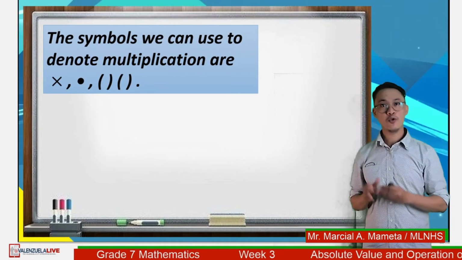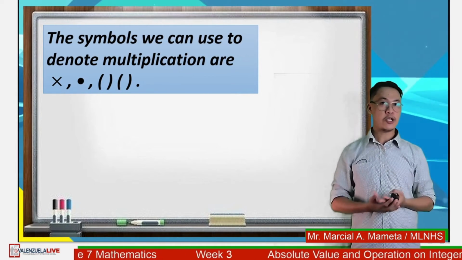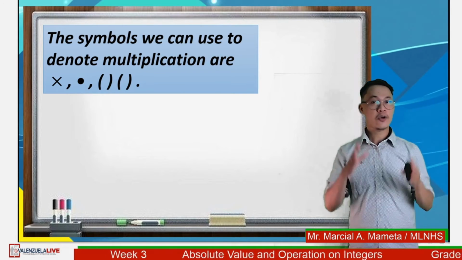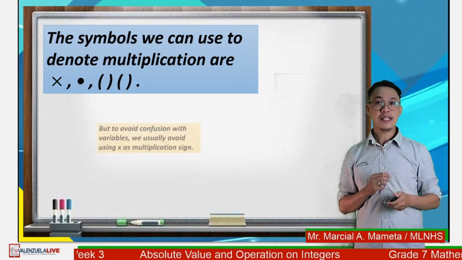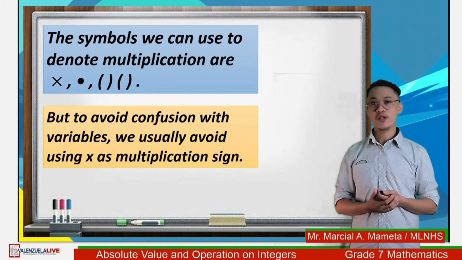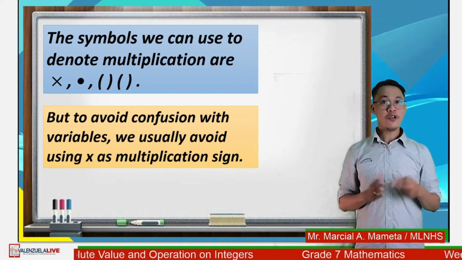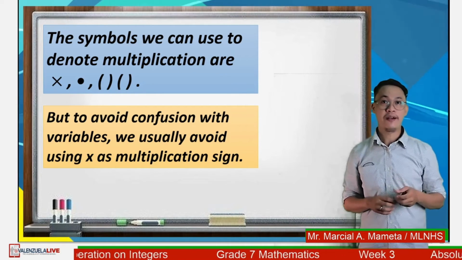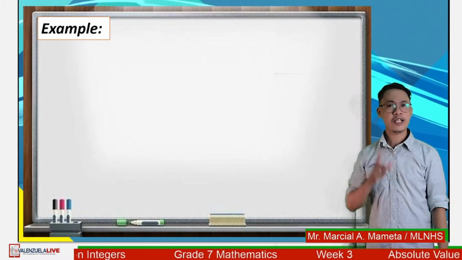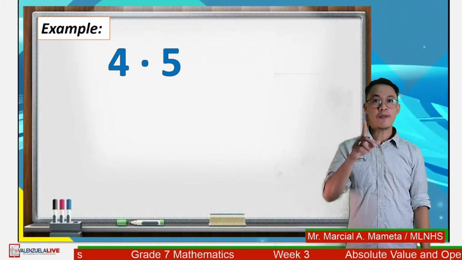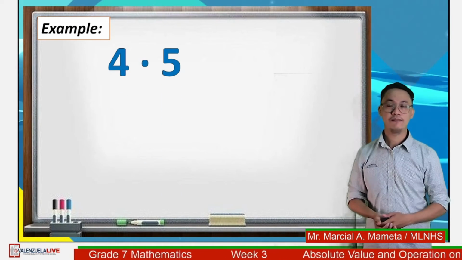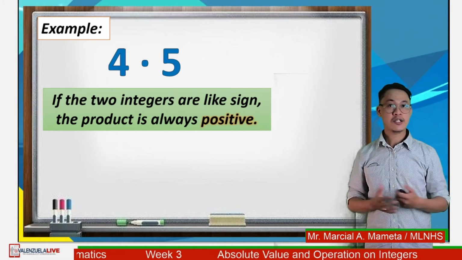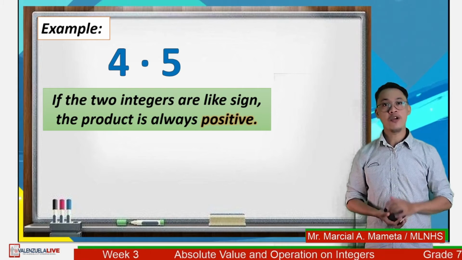The symbols we can use to denote multiplication are the following. We have the X sign, a dot, or a parenthesis. But to avoid confusion with the variable, we usually avoid using the X sign as a multiplication sign. Example, multiply 4 and 5. If two integers are like signs, the product is always positive.